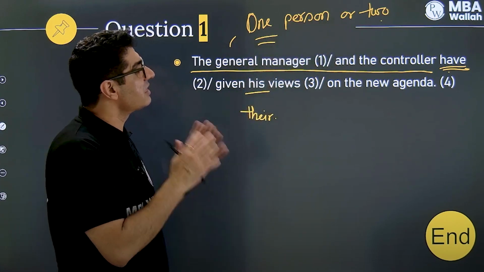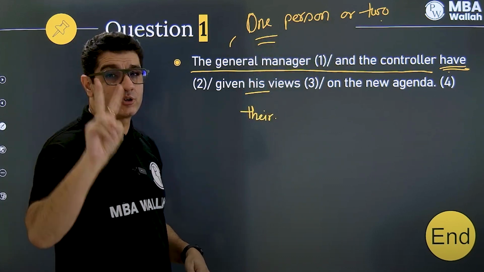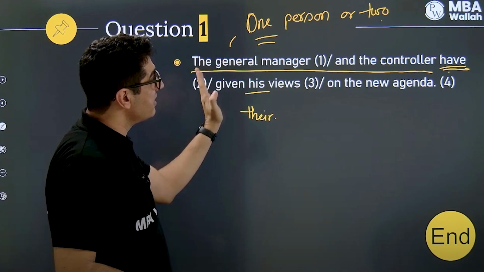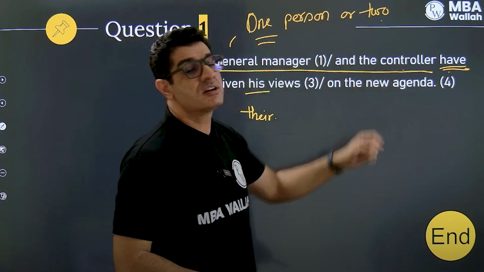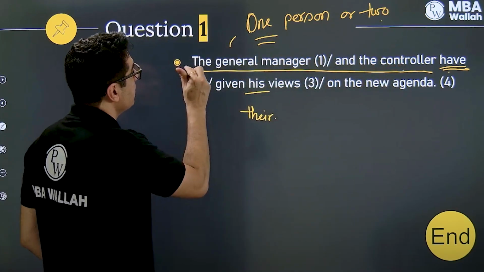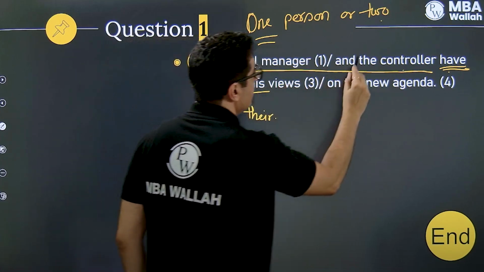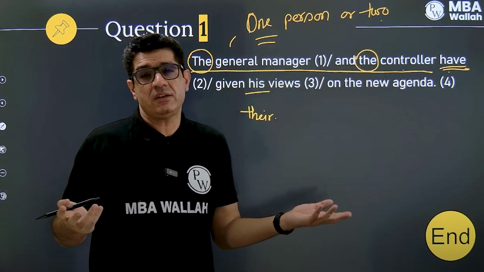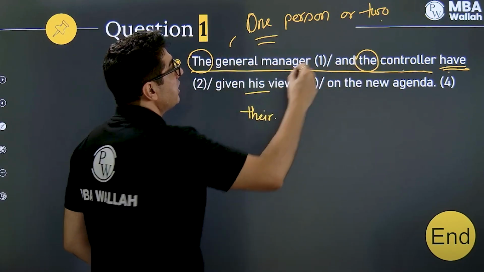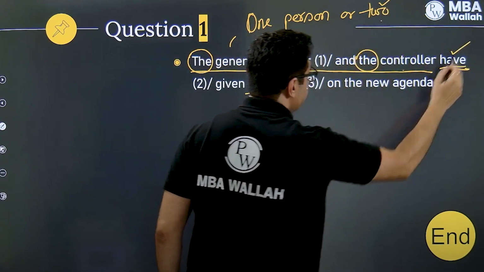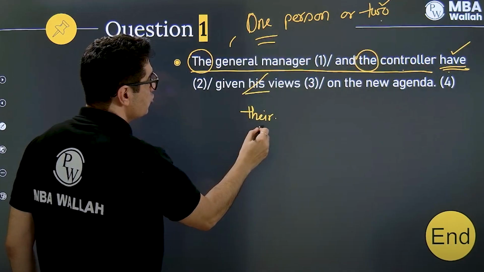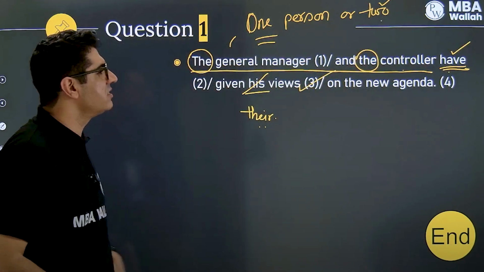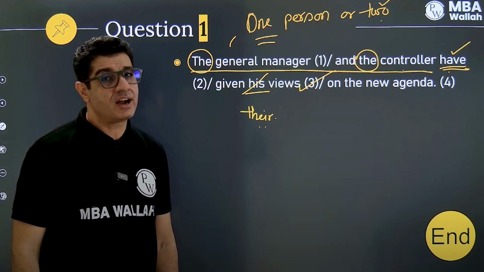When I read this, I know that we are talking about two different persons, a person who's the general manager and a different person who's the controller. And I know these are two people because the article has been repeated. Had the article not been repeated, it would have been just one person. So because we are talking about two persons, this have is right, but this his needs to be replaced by their, and that is why part 3 is the one that we will mark as our answer.